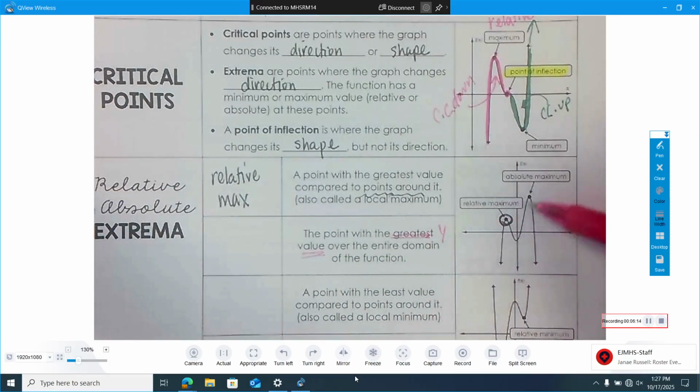So when I look at this nice shape here, right here, the very highest y value is our absolute maximum.